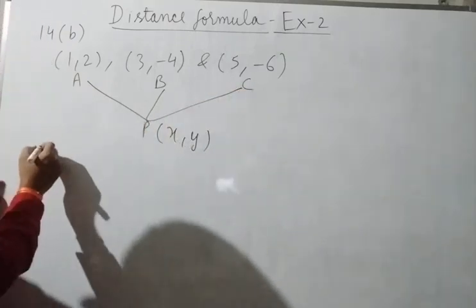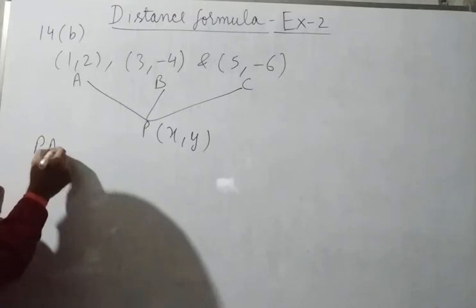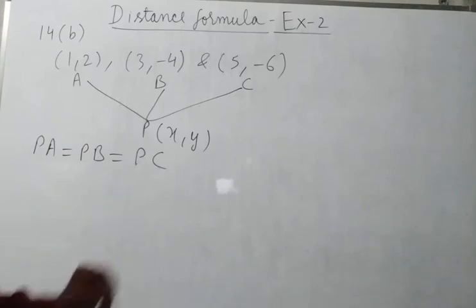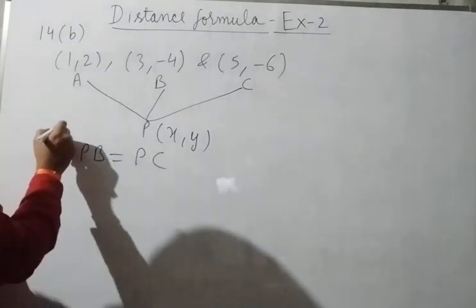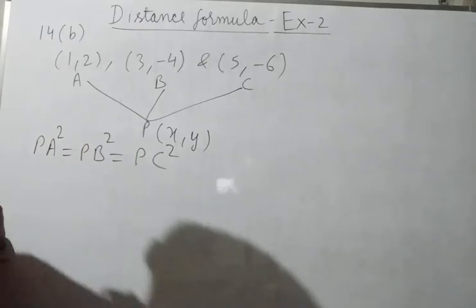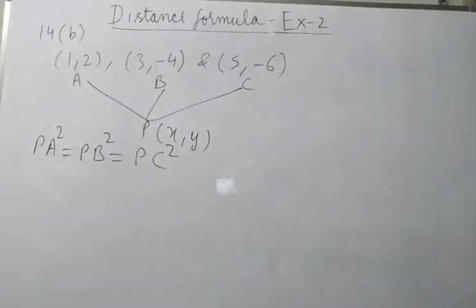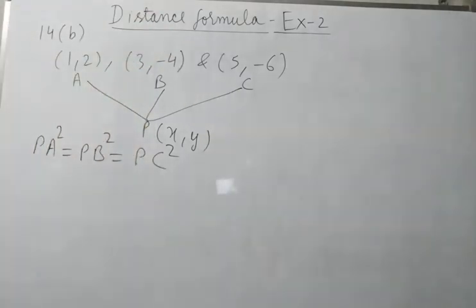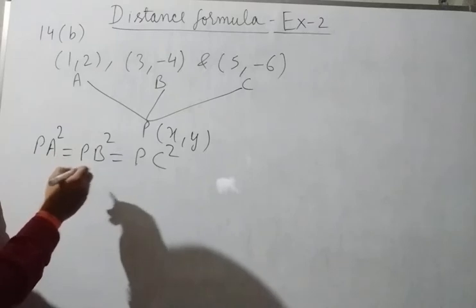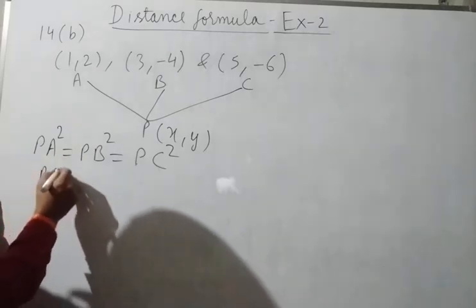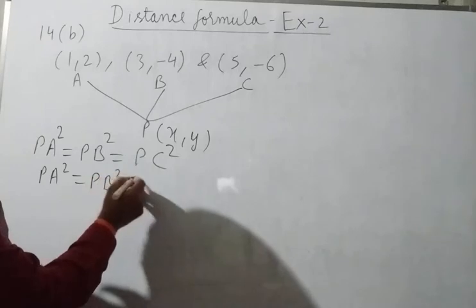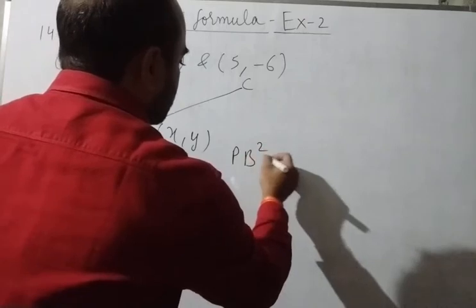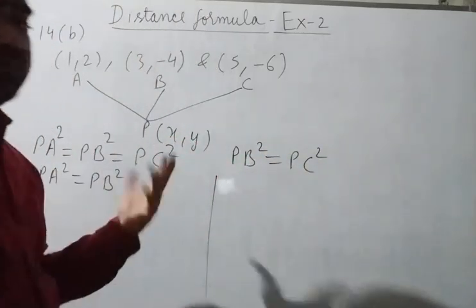So what is the meaning? The meaning is PA is equal to PB is equal to PC. All the three distances are same. If the distances are same, squares will also be same. In the distance formula a square root is there, so on squaring, the square root will vanish. So we will calculate. We will have two equations. One is we can take PA square is equal to PB square, and we can take PB square is equal to PC square. Any two.